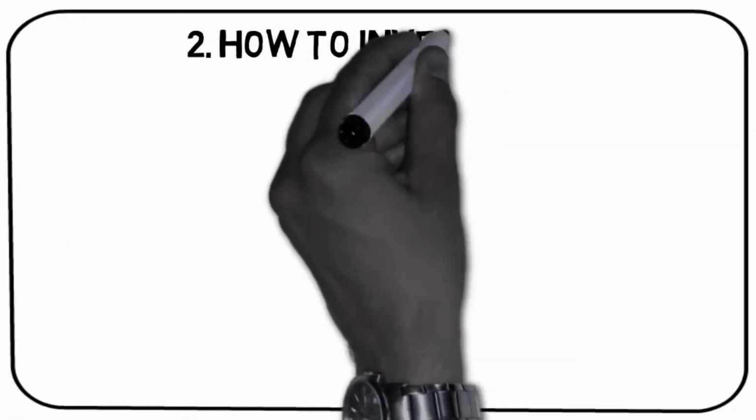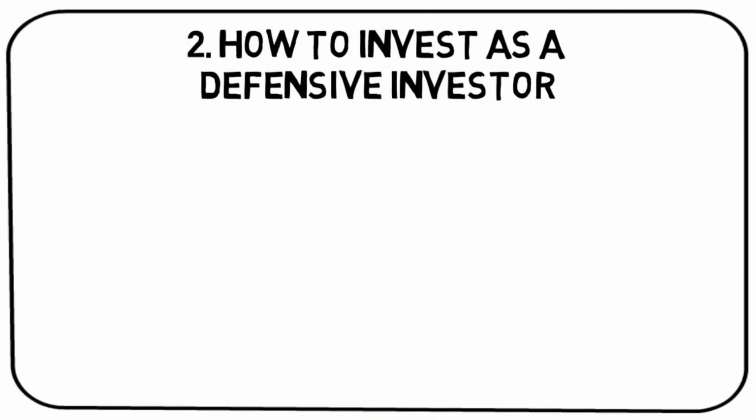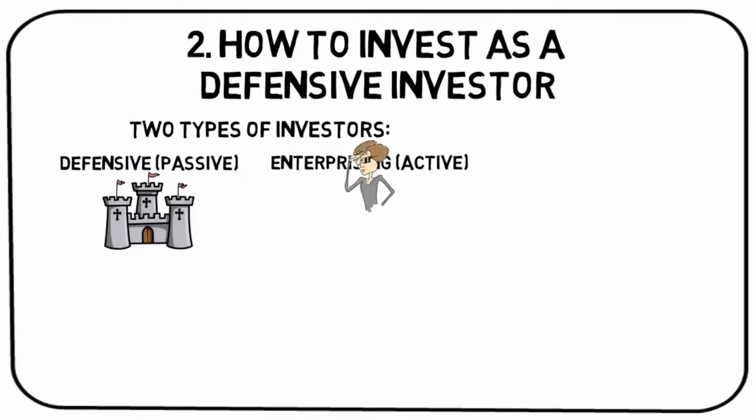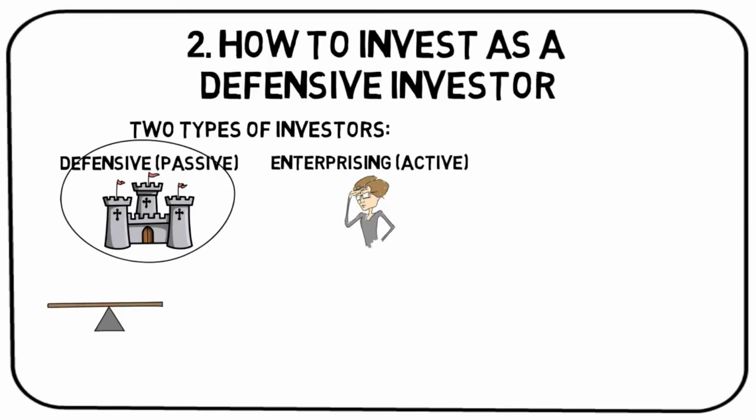Takeaway number 2. How to invest as a defensive investor. There are 2 types of investors according to Graham, the defensive or passive one and the enterprising or active one. Most people are better suited for the defensive strategy, as the time they are willing to dedicate to investing is limited. The defensive investor should create a portfolio with a mixture of bonds and stocks, say 50% stocks and 50% bonds. Note that how much you should devote to each asset category depends on your life situation and the current difference in the average yield of stocks versus bonds.